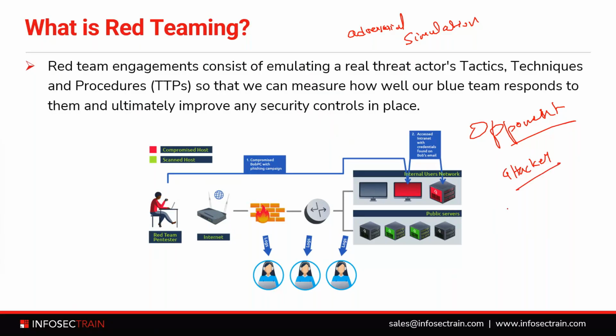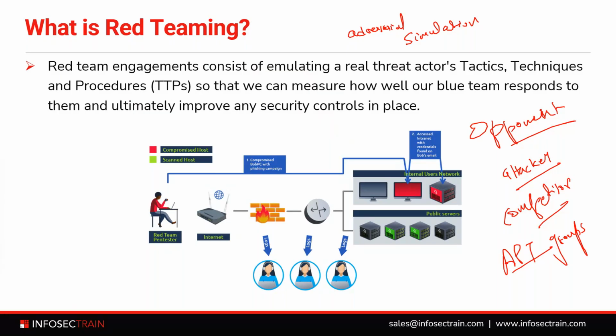It can be some other organization, a competitor, who's trying to get inside your network and steal your data. It can be anyone. It can be advanced persistent threats as well. So we have APT groups. We'll discuss APT groups. Those are also adversaries.